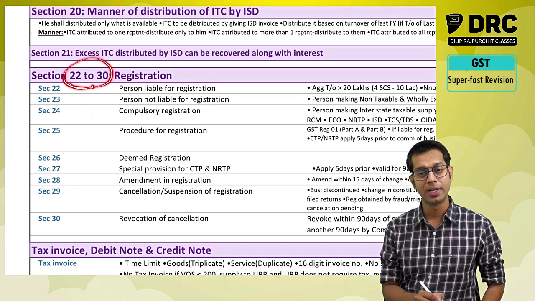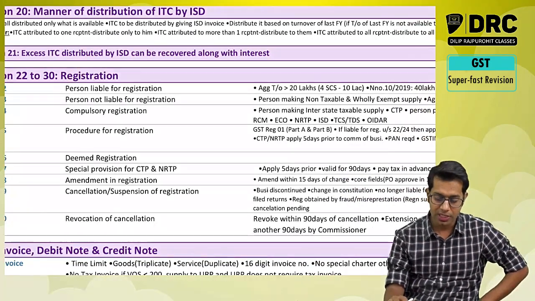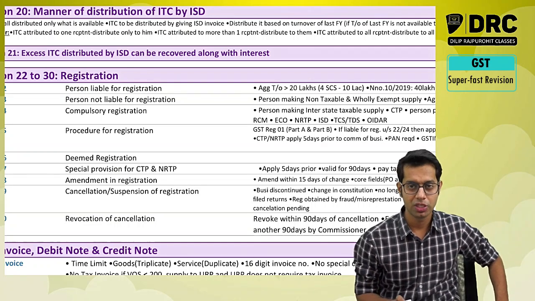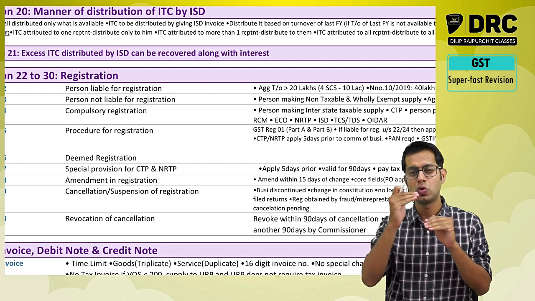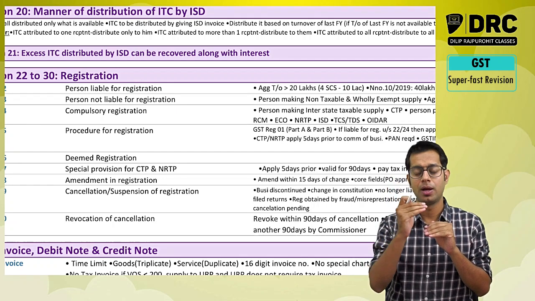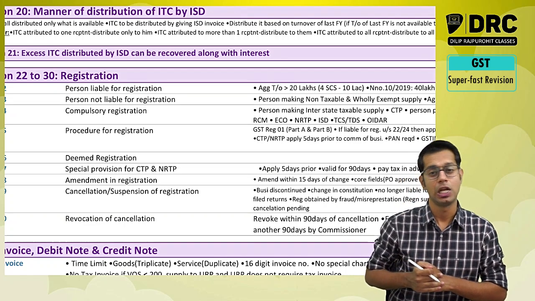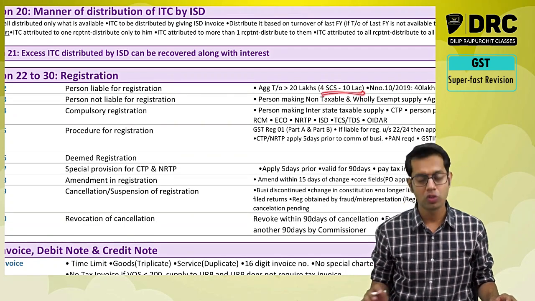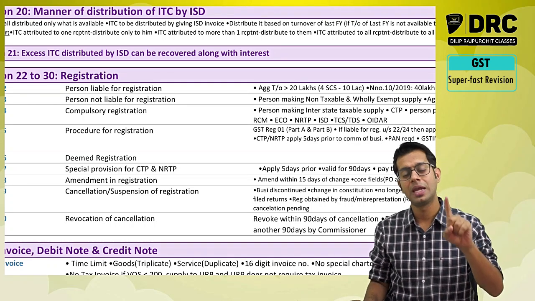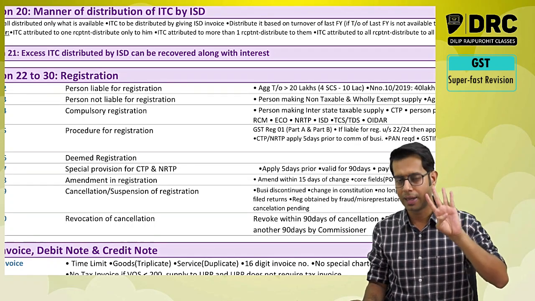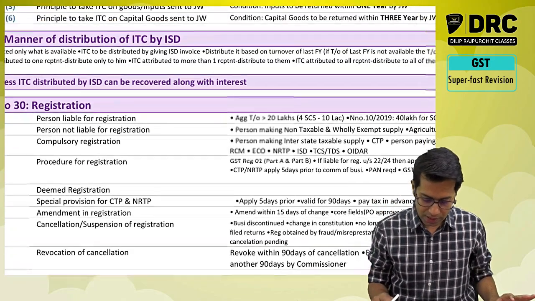Section 22 to section 30 talks about registration under GST law. Section 22 talks about the person liable for registration. It says a supplier of goods or services is liable to take registration in that state or union territory where he makes taxable supply of goods or services if his aggregate turnover exceeds 20 lakh rupees. This limit is 10 lakh rupees in case of 4 special category states. Which are these special category states, sir? Manipur, Mizoram, Tripura and Nagaland. For these 4 states, the limit for taking registration under GST law is 10 lakhs instead of 20 lakhs.